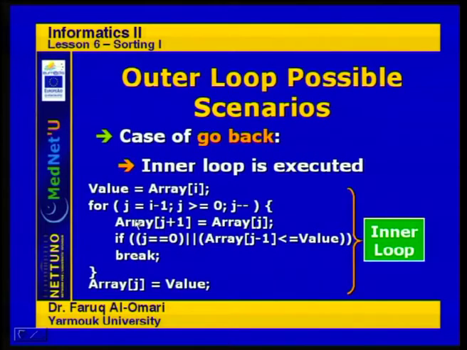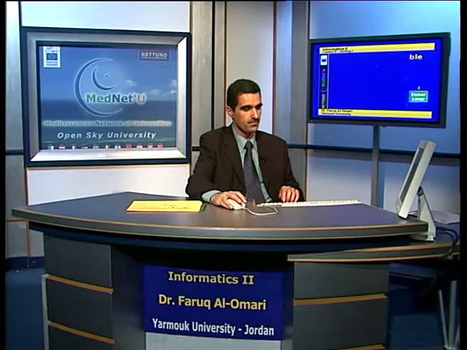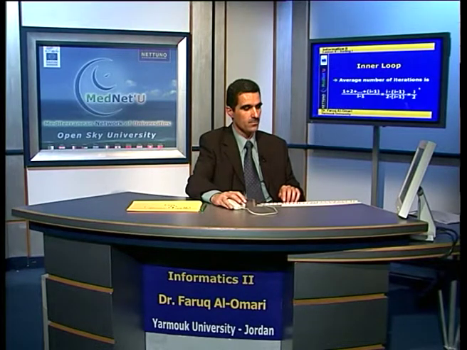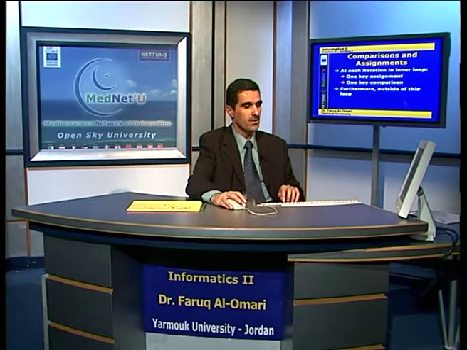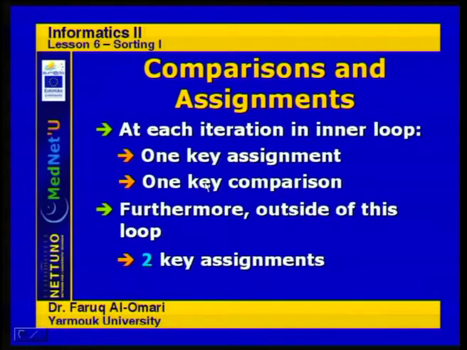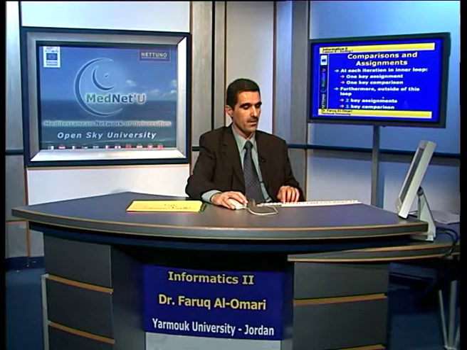Here it is. One assignment and one comparison inside the loop, and there are 2 assignments outside the loop. That's what I'm referring to. Okay, I'm trying to go a little bit fast here. So one assignment, one comparison inside the loop, and there are 2 assignments outside the loop. And there's one key comparison, that's at the very beginning.